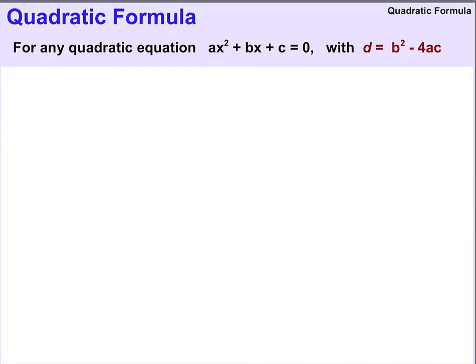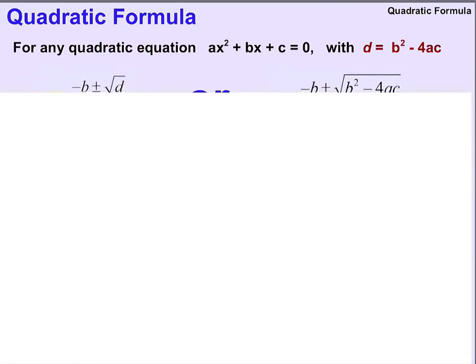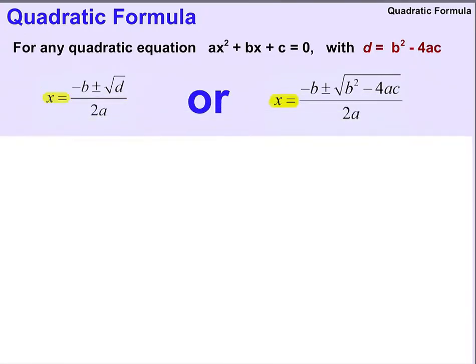For any quadratic equation, again, the equals 0 is important here. So you've got to start by writing a quadratic equation in standard form equals 0. And the discriminant, which we called d, is equal to b squared minus 4ac. The solution to that equation, or the roots of that quadratic, are x equals negative b plus or minus the square root of d over 2a. You might be saying, d, where did d come from? Well, d was the discriminant.